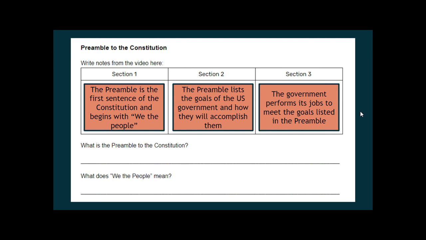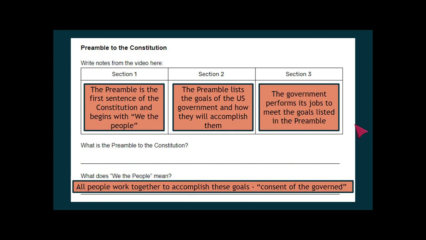And then finally, we're going to answer the question, what does we the people mean? The first 3 words of the preamble and of the Constitution as a whole is we the people. And that means that all people work together to accomplish those goals that are laid out in the preamble. This is where we get the idea of consent of the governed. We, the people living in the United States, are the governed because we're under the United States government. And consent means that we give permission for the government to do those jobs and follow the laws in order to meet those goals. Write that in your notes.